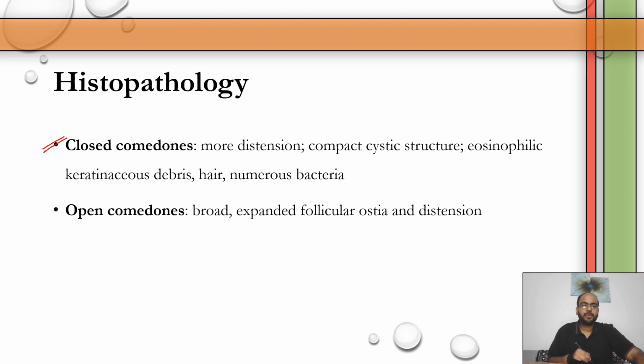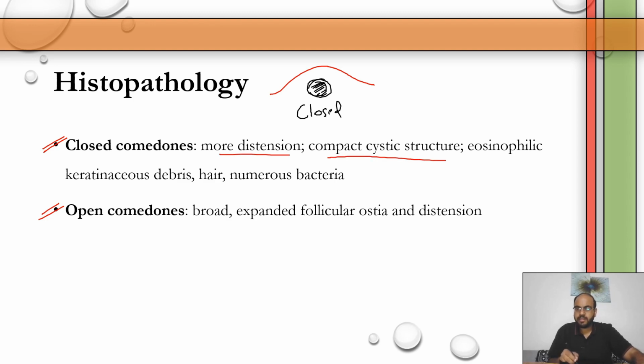We just discussed two comedones, closed and open. In case of closed comedones, this is the skin and this is the comedone. It is covered by skin, so it is a closed comedone. Clear? In a closed comedone, there is more distension. There's a compact cystic structure because it is underneath the skin. There's more eosinophilic keratinaceous debris, hair, and numerous bacteria. These are all collected into a small space, forming a closed comedone.